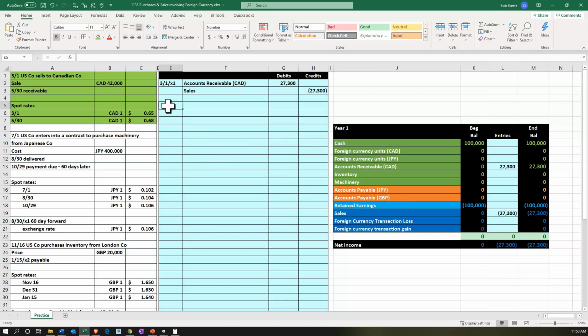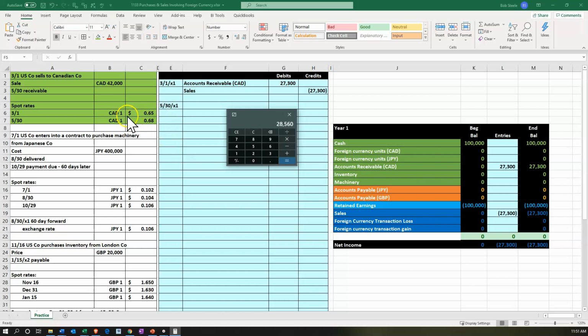Okay, and then what happens on 5/30, X1, we're going to get money. But the exchange rate is different now. So the spot rate is different. We're going to call it the spot rate, and we'll see forward rates later. So the spot rate has now changed. The difference is the 68 minus the 65, right? So in other words, we originally thought we were going to get that 27,300. Now we're going to get the 42,000 Canadian dollars, but now those are worth, in terms of the exchange, times 0.68, 28,560, right?